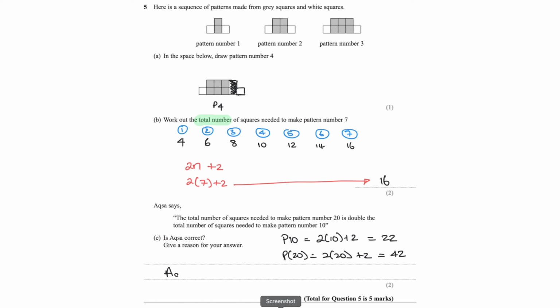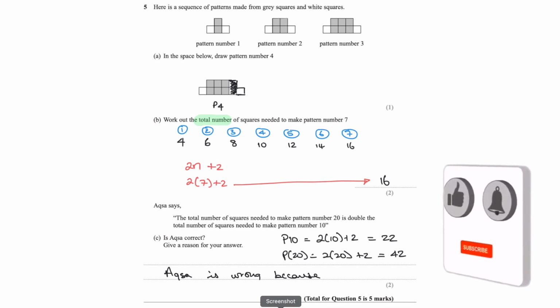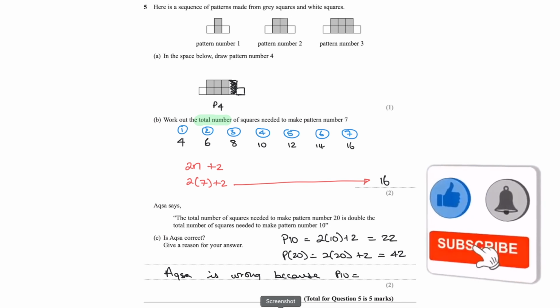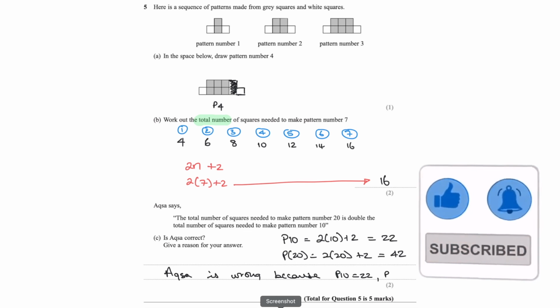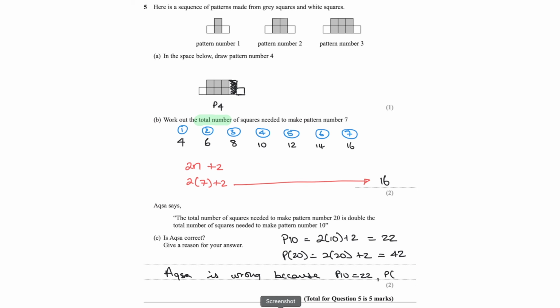So AXA is wrong because pattern 10 is 22, pattern 20, let's write that properly, pattern 20 is 42, which is not double 22. And that brings us to the end of this 5-mark question.